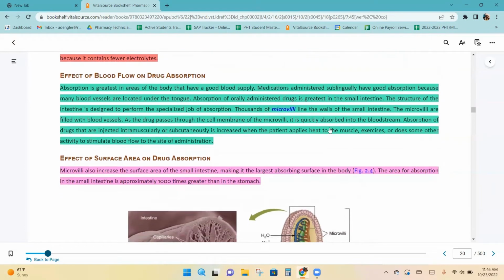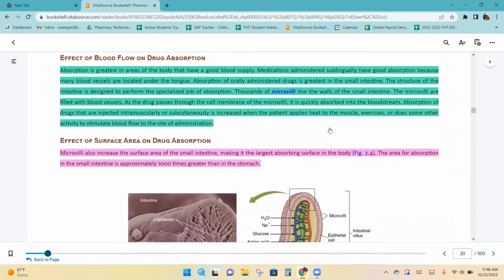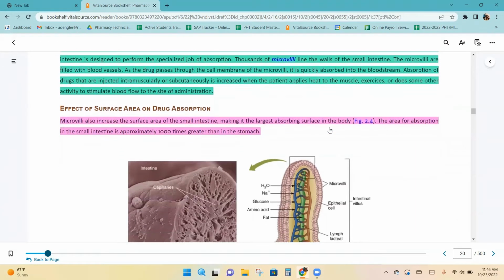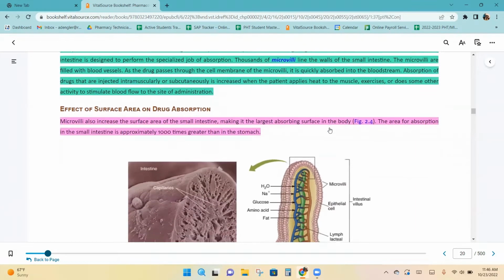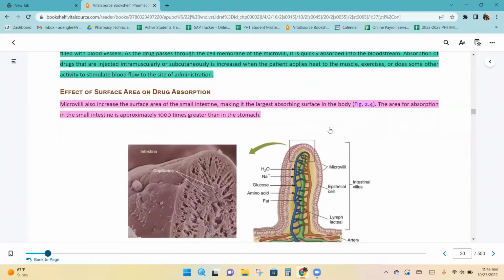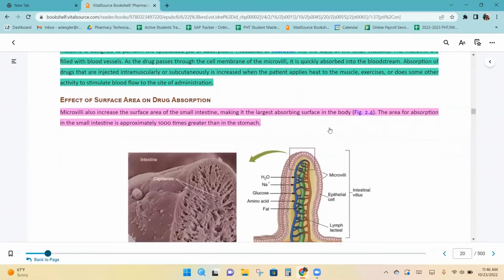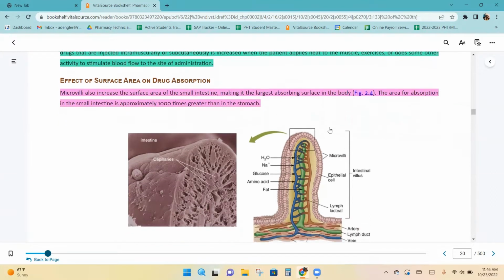Thousands of microvilli line the walls of the small intestine. The microvilli are filled with blood vessels. As the drug passes through the cell membrane of the microvilli, it is quickly absorbed into the bloodstream. Absorption of drugs that are injected intramuscularly or subcutaneously is increased when the patient applies heat to the muscle, exercises, or does some other activity to stimulate blood flow to the site of administration.